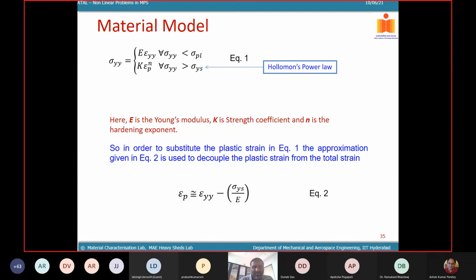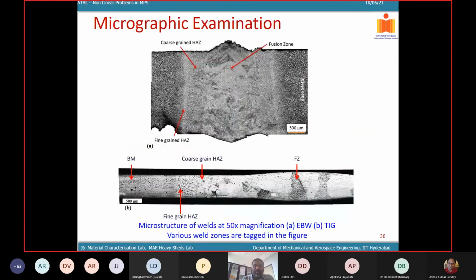Epsilon Y is the total strain measured, and we negate the elastic strain. For the elastic strain, we have taken yield strength by E. This is how we estimate the plastic strain. The total strain we get from the DIC. I know the yield strength corresponding to each individual zone, so we will figure out the stress strain curve upon E.